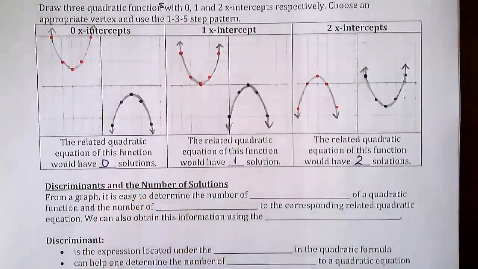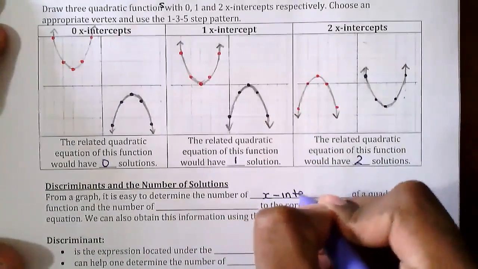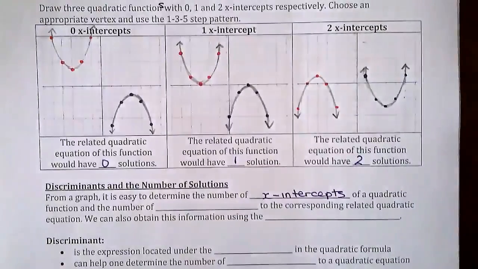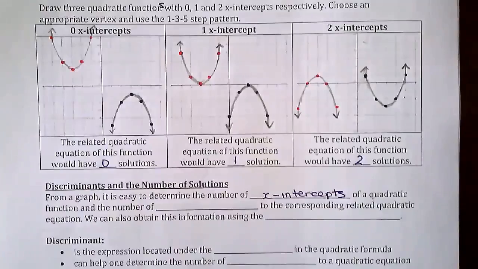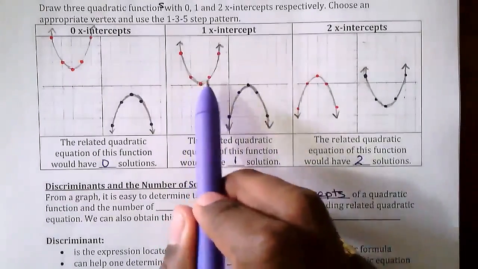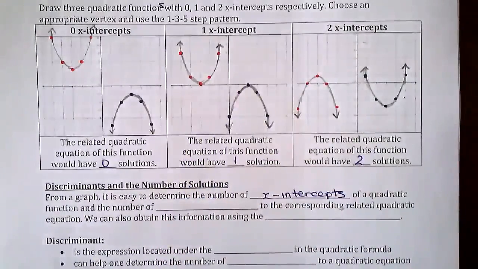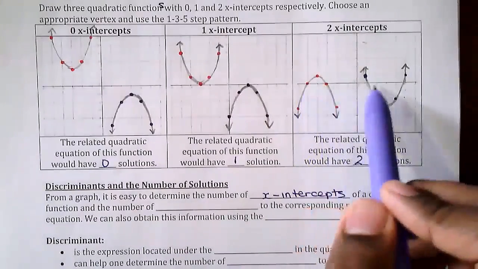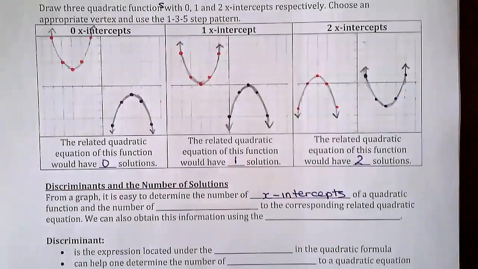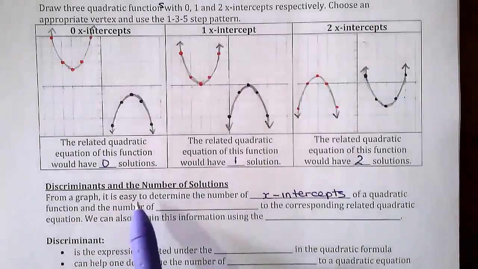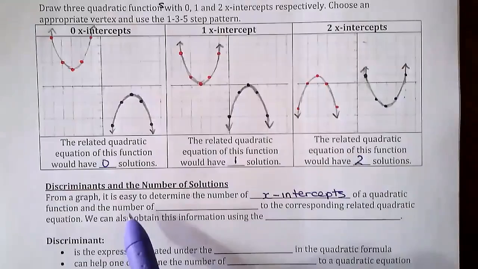From a graph, so this is what's getting us, we're going to learn a technique to find out how many x-intercepts a quadratic function has easily. So from a graph, it is easy to determine the number of x-intercepts of a quadratic function. Why? Because we can read it right off. Here, we know it doesn't cross the x-axis. There are 0 x-intercepts. Here, each parabola crosses the x-axis once. There's one x-intercept. Here, each parabola crosses the x-axis twice. There are 2 x-intercepts.